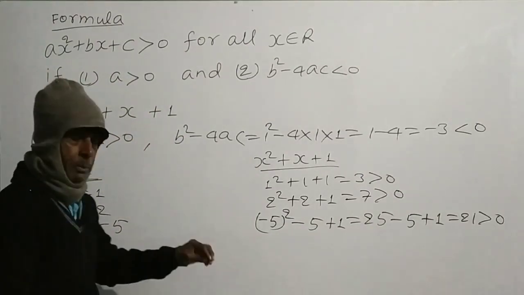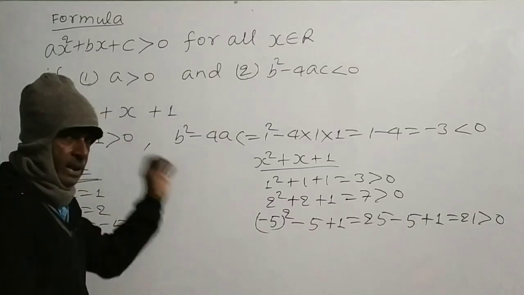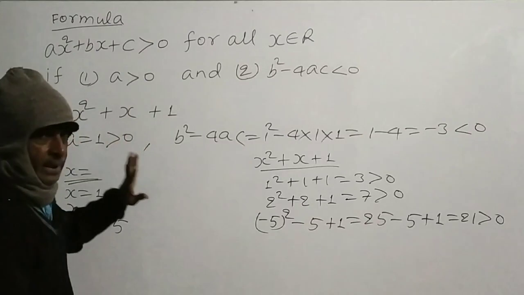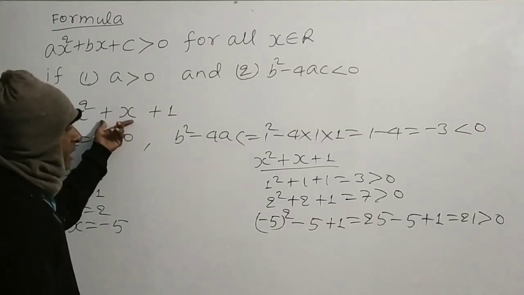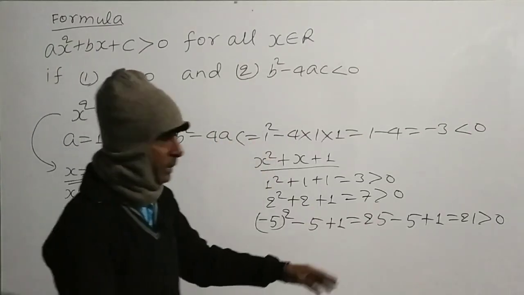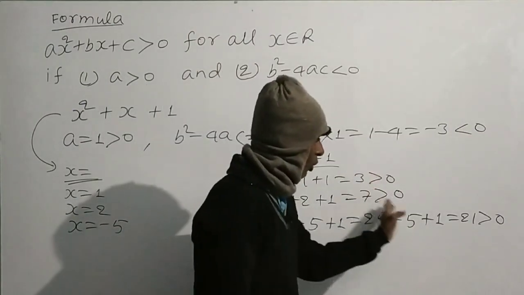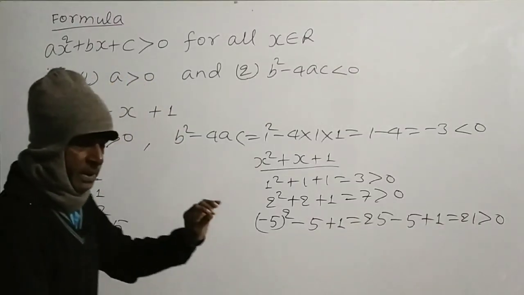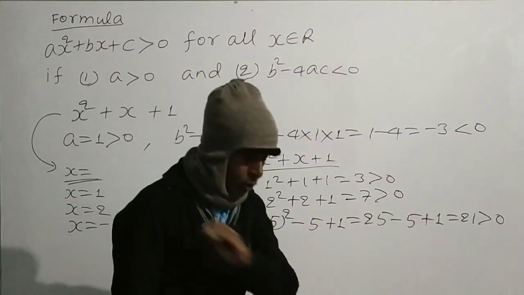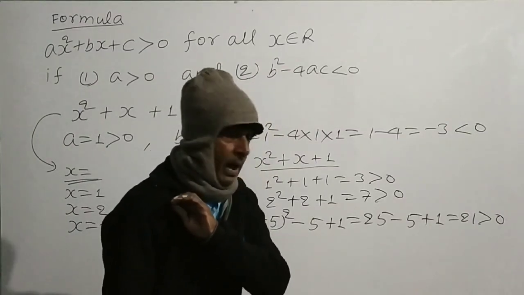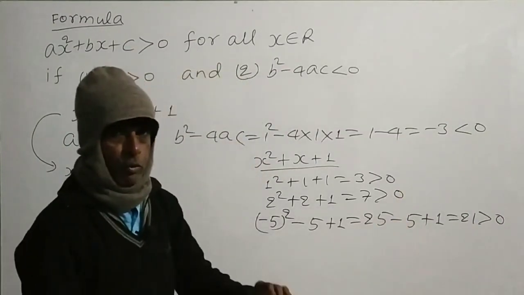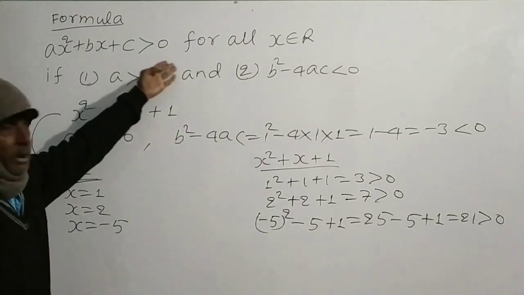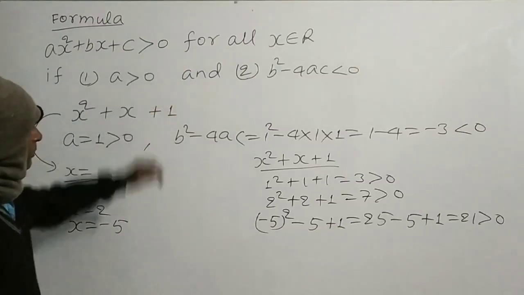In this way, if we put any real number from minus infinity to plus infinity in place of x, the value of this quadratic expression will always be some positive number. The value of this quadratic expression can never be equal to 0 and it can never be equal to any negative number. This is the meaning of the formula.